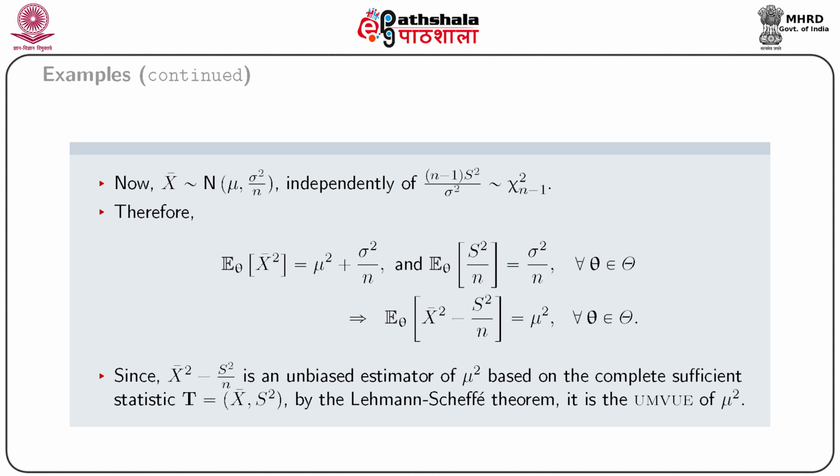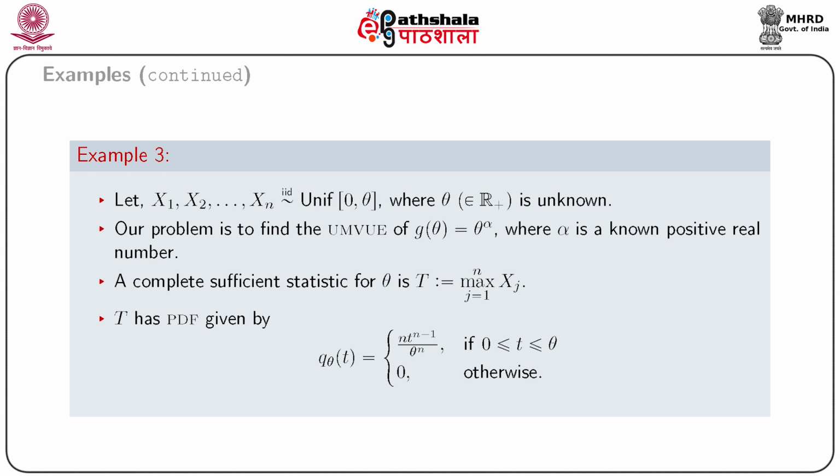It is to be noted that here X bar square minus S square by n may be less than 0, whereas theta square is always greater than 0. Next we consider the third example.